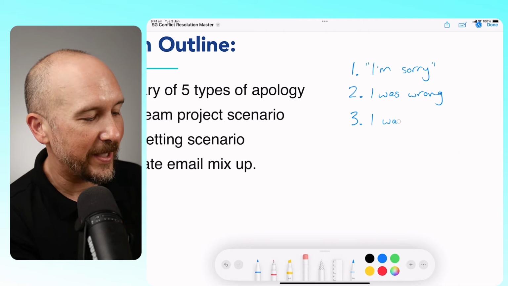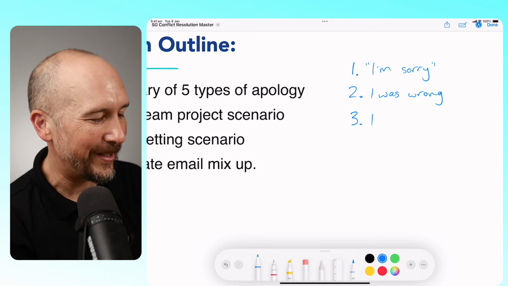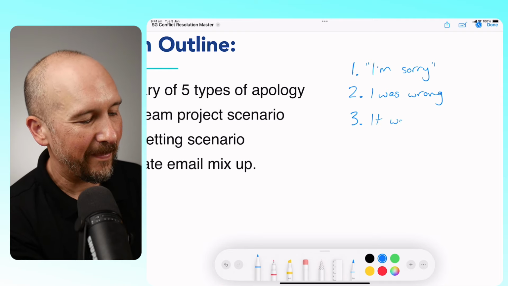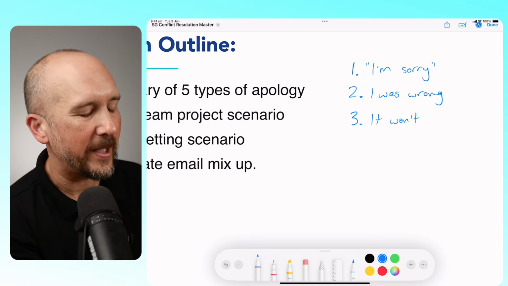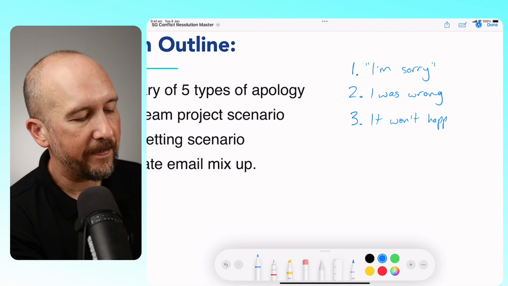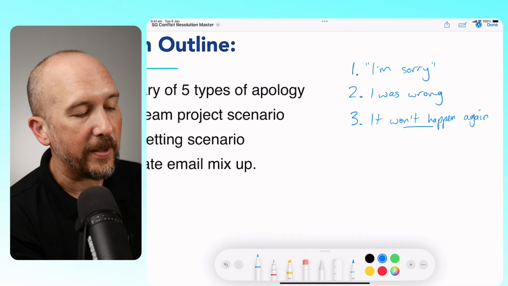I can't talk and write at the same time, so just give me a moment. So I'm going to write, it won't happen again. It's kind of like I won't do it again, but it's more about the thing not happening. It won't happen again. And again, for me, this is the one that I really want to hear.